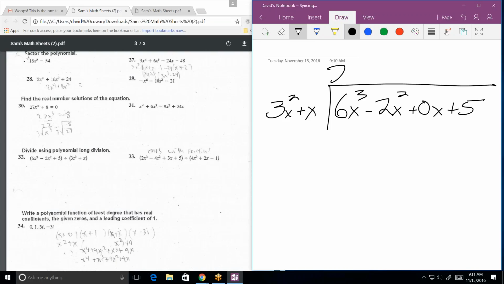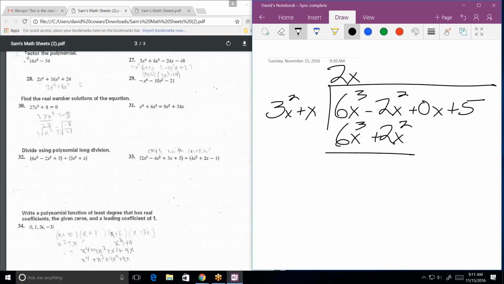2x. Okay. Now the next step is to multiply this by both terms. So I get 6x cubed plus 2x squared, and now subtract. Long division is always subtraction. Synthetic division is always addition. That's why it's a little easier.